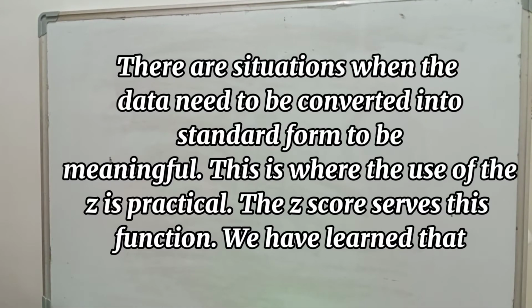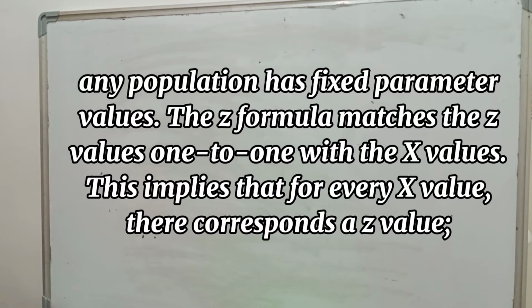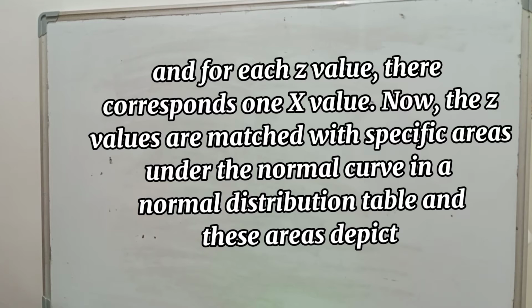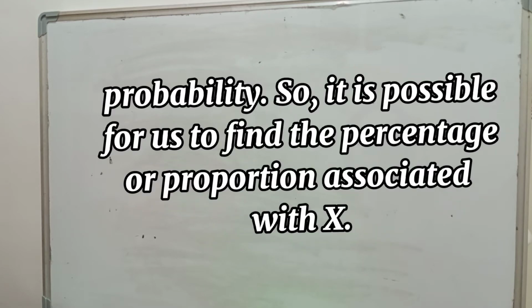There are situations when data need to be converted into standard form to be meaningful. This is where the use of the Z is practical. The Z-score serves this function. We have learned that any population has fixed parameter values. The Z formula matches the Z values one-to-one with the X values. This implies that for every X value, there corresponds a Z value, and for every Z value, there corresponds one X value. Now, the Z values are matched with specific areas under the normal curve in a normal distribution table, and these areas depict probability. So, it is possible for us to find the percentage or proportion associated with X.